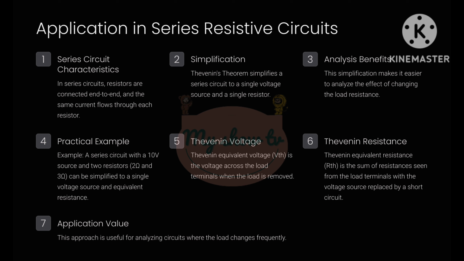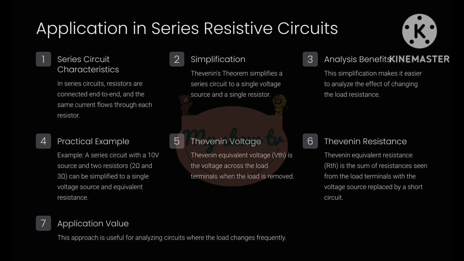Slide 3. Application in series resistive circuits. Let's now see how Thevenin's theorem applies in a series resistive circuit. A series circuit has resistors connected one after another, so the same current flows through all. The total resistance is the sum of all resistances. When we apply Thevenin's theorem to such a circuit, we simplify the network to just one voltage source and one resistance. This is extremely helpful when we want to study how different load resistors would behave if connected across two terminals of this network.